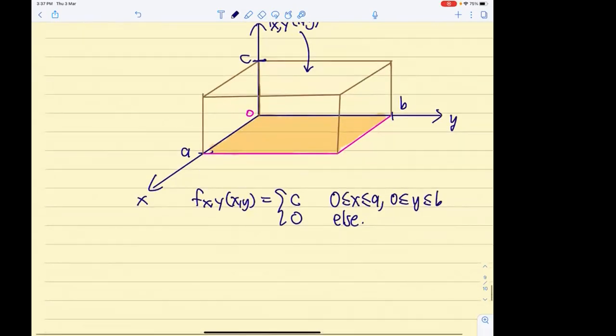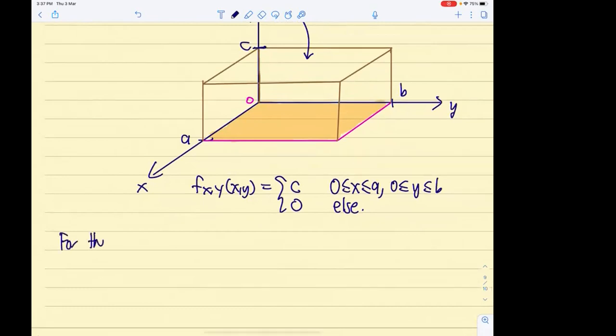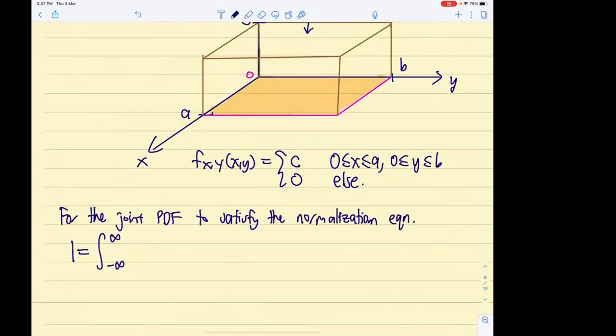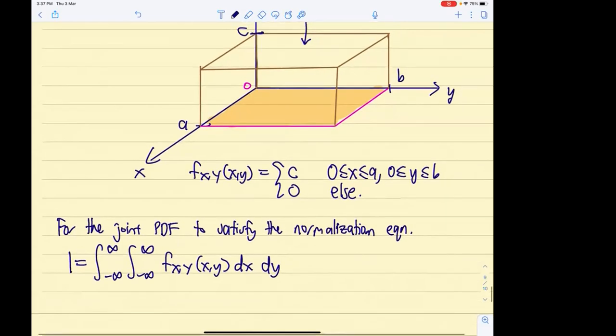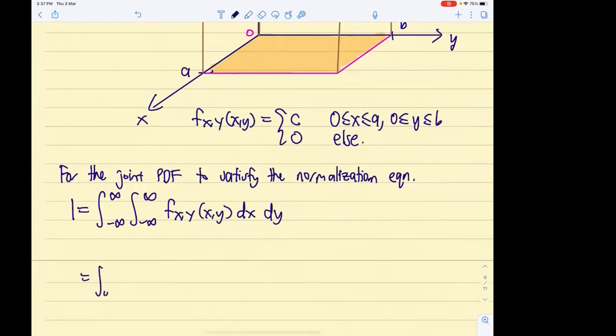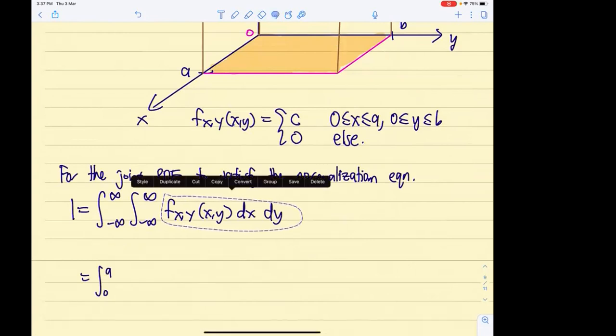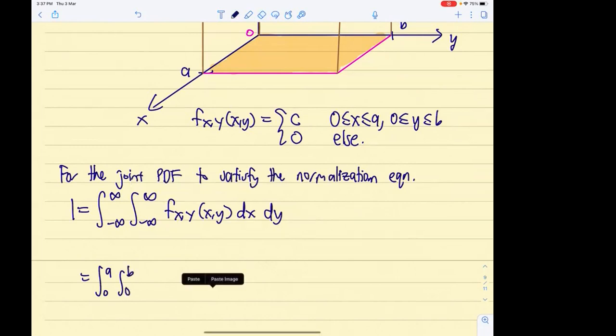Let's see. We have to satisfy the normalization equation. So for the joint PDF to satisfy the normalization equation, which is the following: one is equal to the integral from minus infinity to infinity, integral from minus infinity to infinity, f_XY(x,y) dx dy, must be equal to one. This is the normalization equation. We don't have to integrate from minus infinity to infinity for the x part because the only action that happens is from 0 to a. So this becomes an integral from 0 to a and an integral from 0 to b of this thing here, because outside the region, the density is 0. Everyone following?